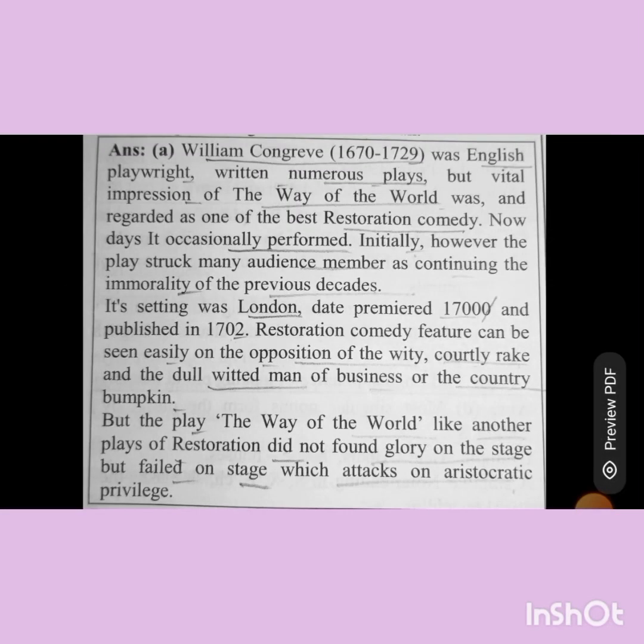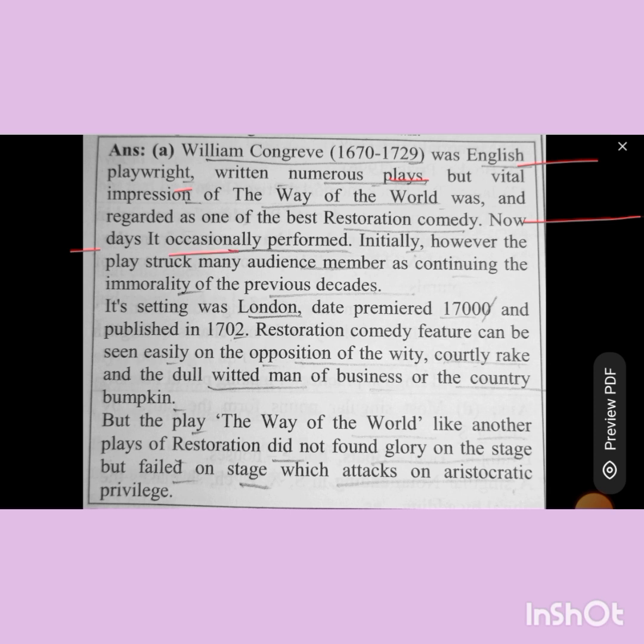See more about this. William Congreve, 1670 to 1729, was an English playwright who wrote numerous plays, but his vital impression was The Way of the World, regarded as one of the best Restoration comedies. It means our work, The Way of the World, is a Restoration comedy, and the author is William Congreve. He was born in 1670 and died in 1729.